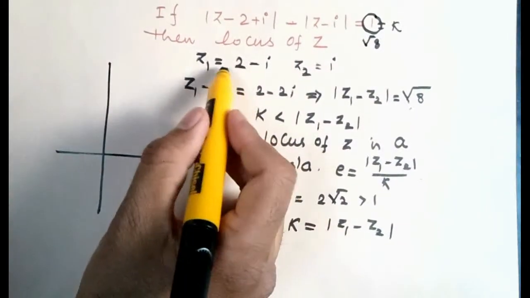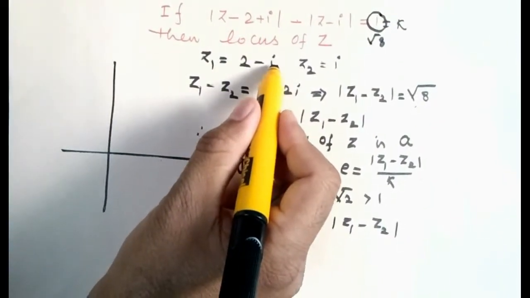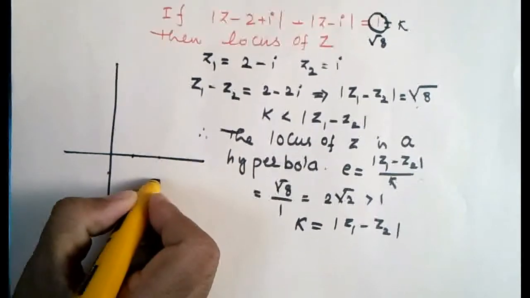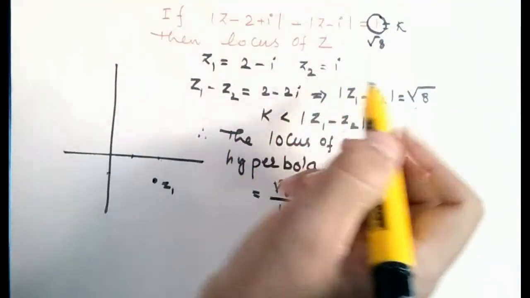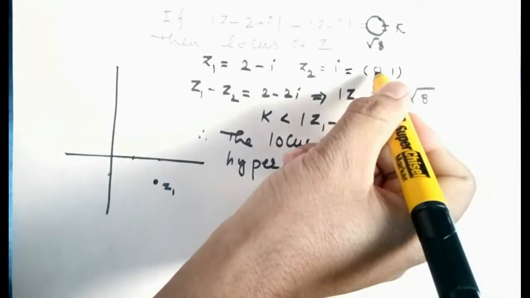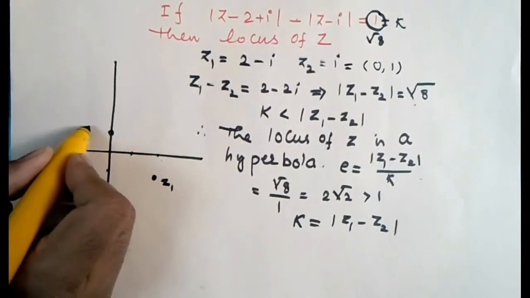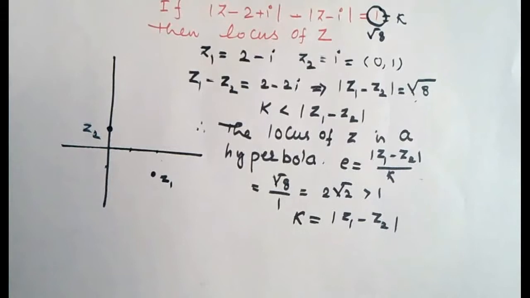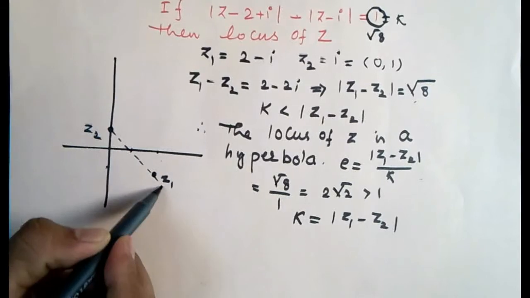Now here Z1 is equal to 2 minus I. 2 minus I means the real part is 2 and the imaginary part is minus 1. So 2 comma minus 1, x value is 2 and y value is minus 1. So it is located here. This is Z1. Now Z2 is equal to I, the real part is 0 and the imaginary part is 1, so 0 comma 1. The x coordinate is 0, so that point is on the y axis at a distance of 1 unit from the origin. So here we have Z2. Now join Z1 and Z2 by a straight line.